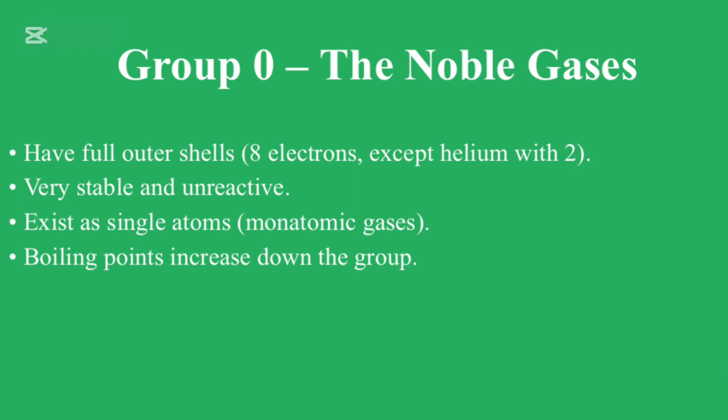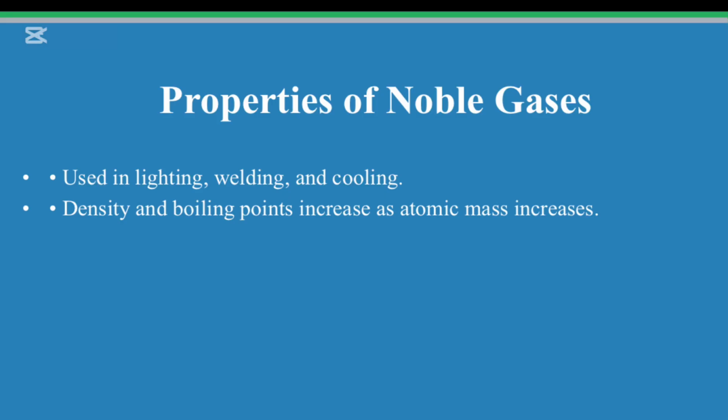They have a full outer shell, that's to say their outer shell is completely filled with 8 electrons, except for helium, which has 2. They are very stable and unreactive. They exist as a single atom, that is monoatomic, and their boiling point increases down the group. I haven't talked about that.